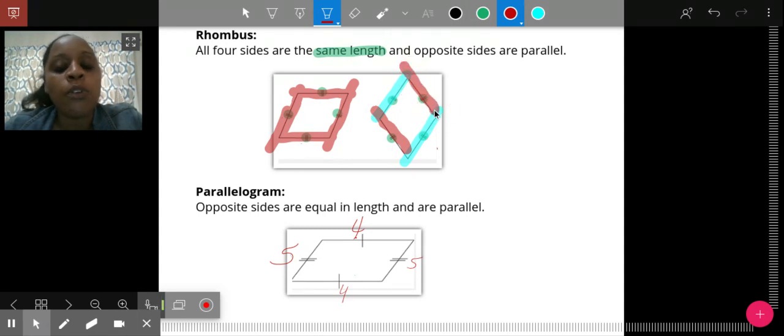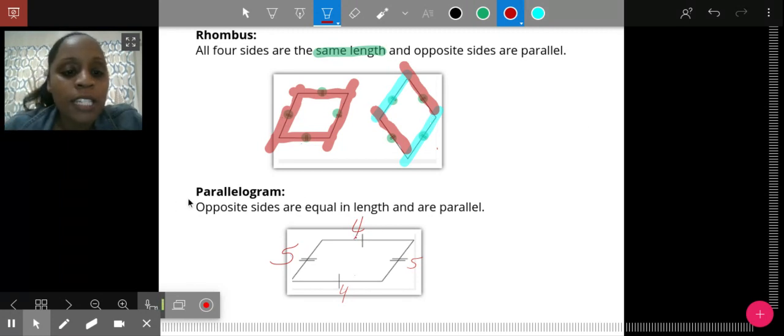So usually a rhombus has how many pairs? Two pairs of parallel sides. This is one pair. The side that is blue, that's one pair. And the side that is red, that's the second pair. So a rhombus has two pairs of parallel sides.